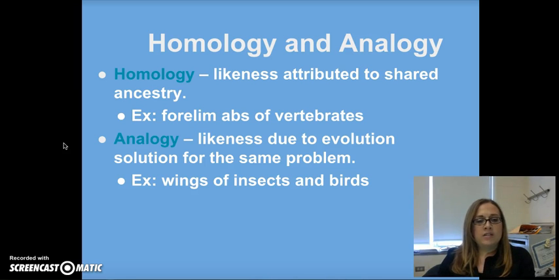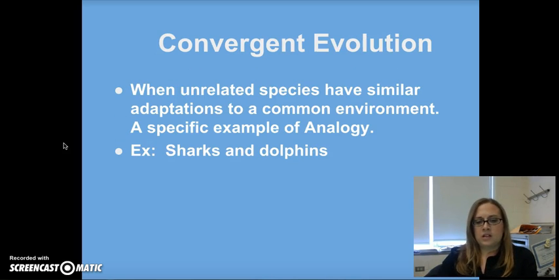And then you've got analogy, which is when you have likeness due to evolution, and it's because it's a solution for the same problem. So you've got insects and birds which both fly, so they both need wings. So even though they both have wings, the wings are designed very differently, and so that's an example of analogy.